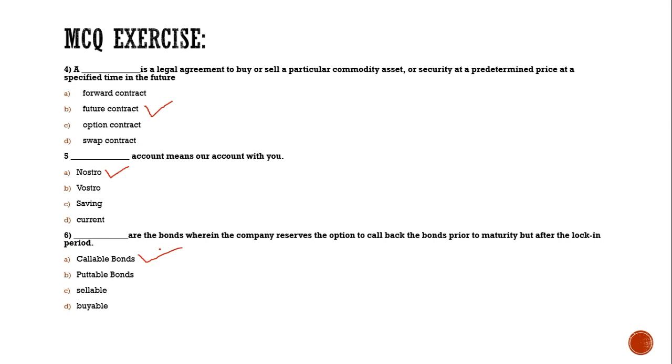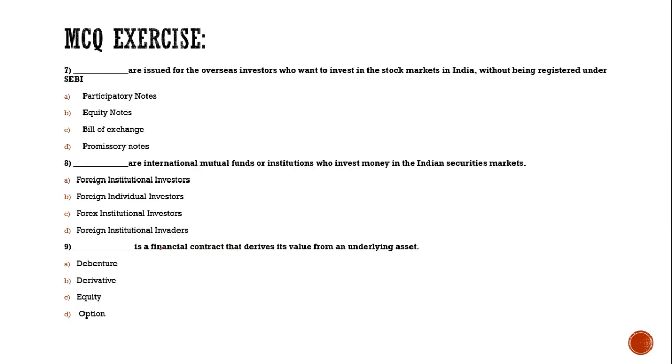Now we jump to the last exercise based on MCQs. Again, three MCQs are given. Number 1, dash are issued for the overseas investors who want to invest in the stock market in India without being registered under SEBI. Four options are given. Next, dash are international mutual funds or institutions who invest money in the Indian security market. Again, four options are given.